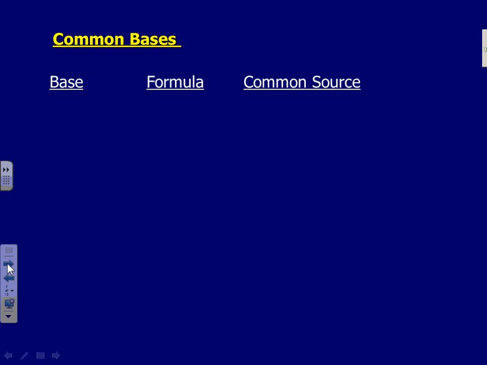Let me give you some bases that do follow the Arrhenius theory first, then we'll talk about these other ones that are a little more tricky. So here's examples of some bases that do follow the theory we're going to learn about. NaOH. And I'm going to put in the name and then the common source here in a moment.